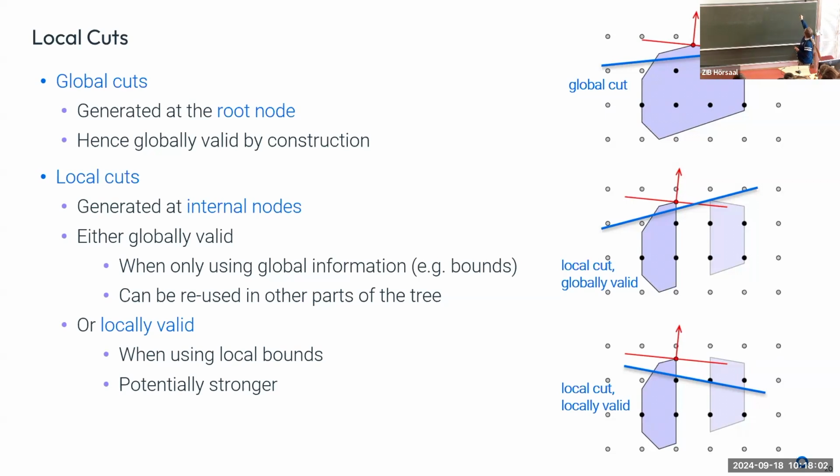I try to illustrate this here. You see, this is a valid cut for these three points, but over in this subproblem, it would cut off feasible solutions. So no. And this is a cut, even if you generated this from this solution, it does not cut off anything over here. Whether it's useful is a different question.